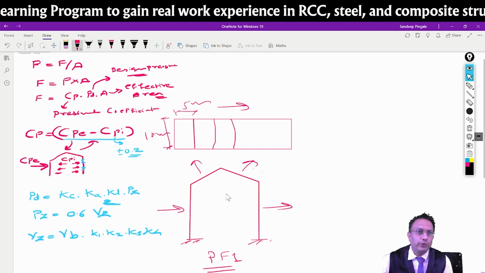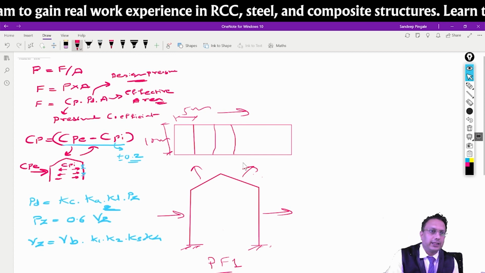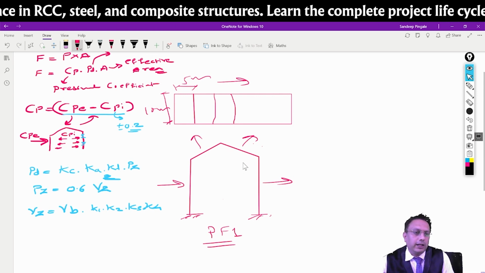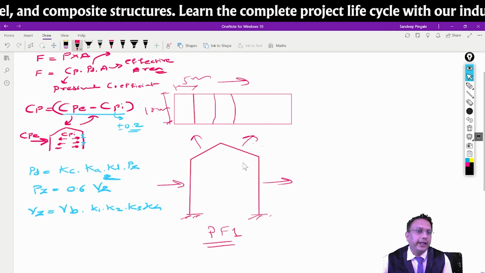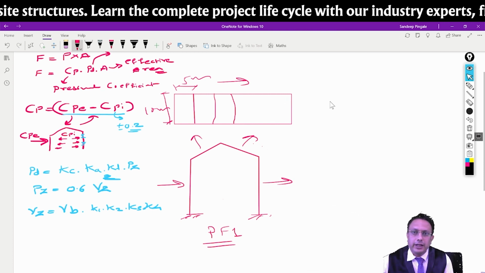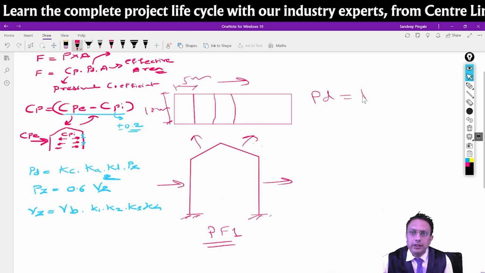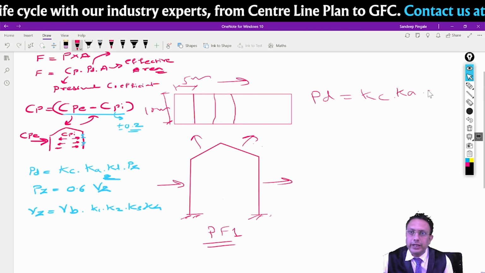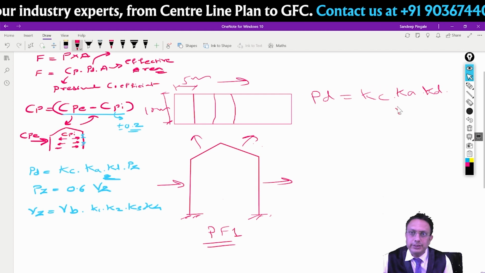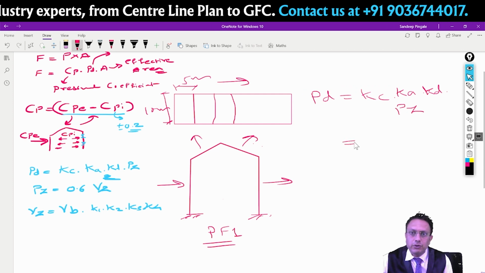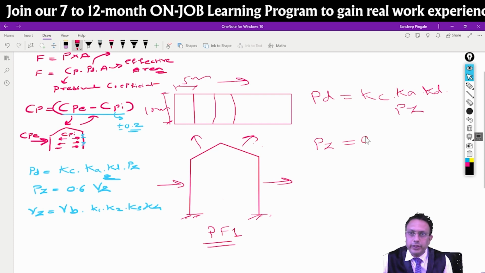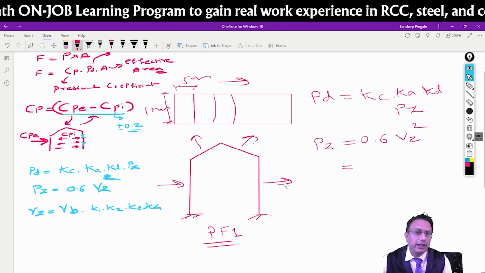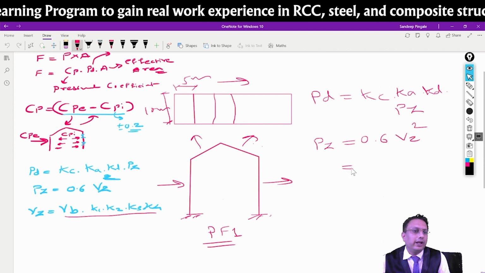Now, how do we do that? So let's see the parameters and just check them. We need to calculate the pressure basically, which is Pd, the design pressure. Correct. So Pd is equal to Kc into Ka into Kd into Pz, and Pz is equal to 0.6 into Vz square, and Vz is equal to Vb into K1, K2, K3. This is the formula. So let's calculate these figures.